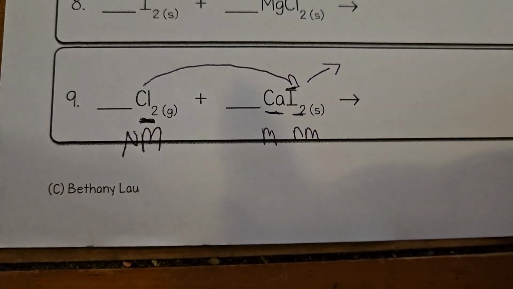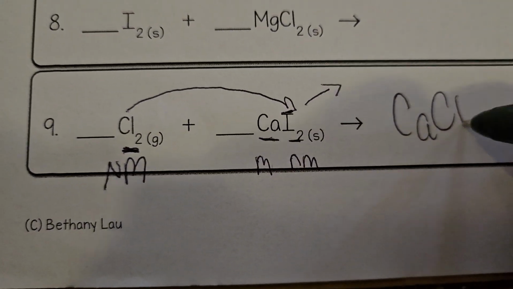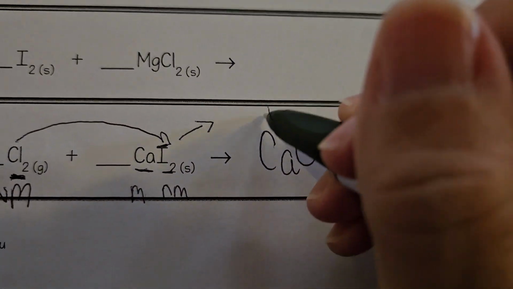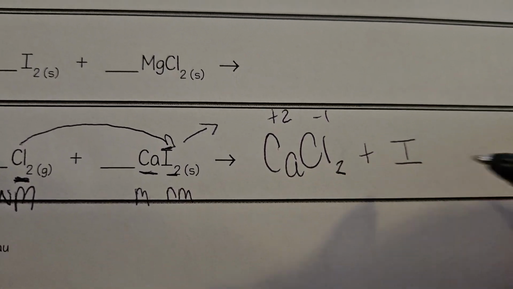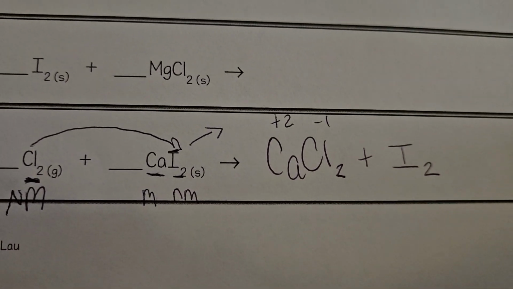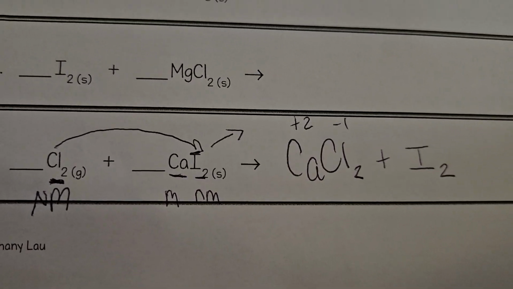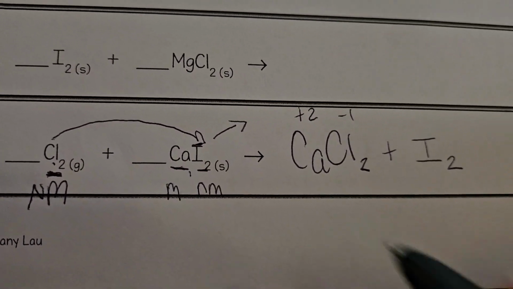So chlorine would replace iodine if it can. And remember, chlorine is above iodine on the table, so yes, it can. So now the Ca is going to be with the Cl, and the I is going to be by itself. Calcium is +2, chlorine is -1, so it'll be CaCl2, and iodine is diatomic. And then we don't have to do anything to balance it. Okay? If the chlorine was not above the iodine, then remember we would write no reaction.